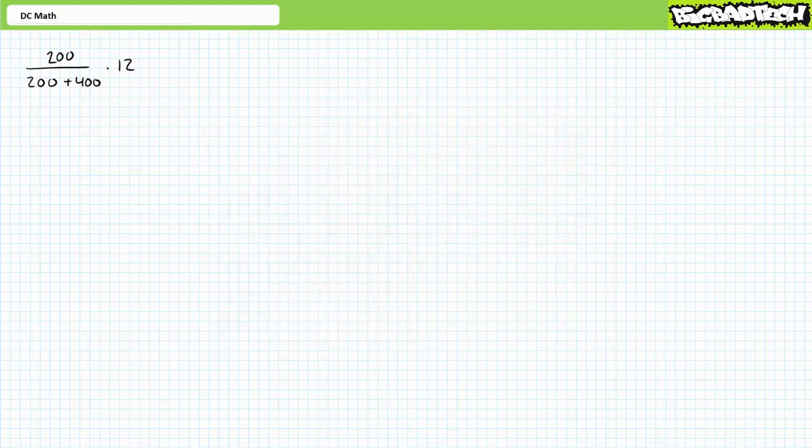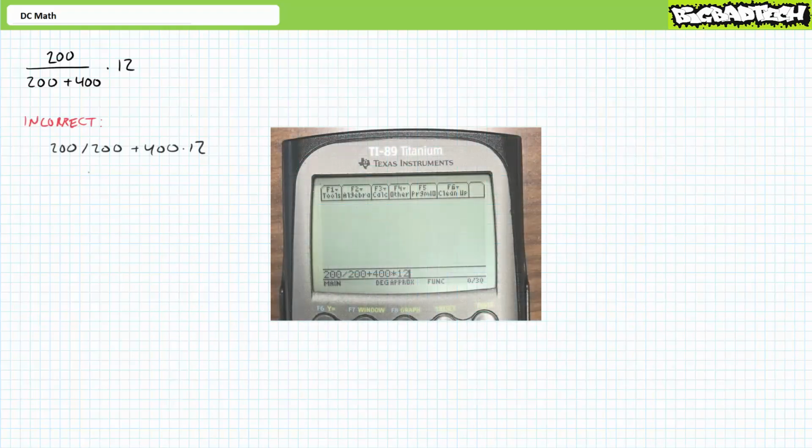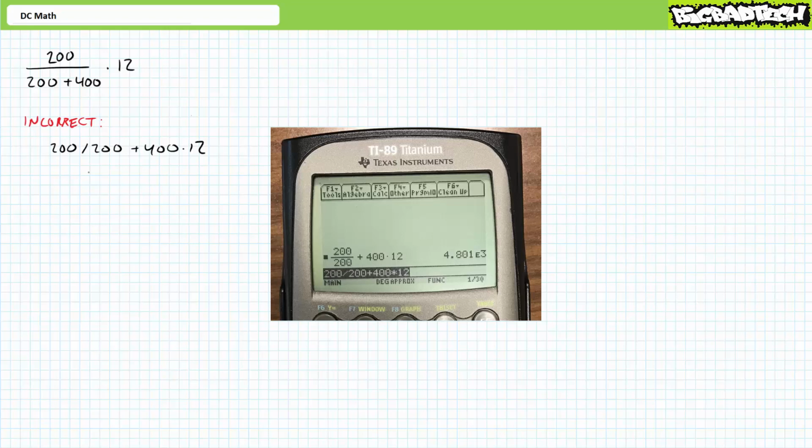Order of operations be damned, just enter the expression left to right with no indication of sequence. 200 divided by 200 plus 400 times 12. Press enter. The trap is sprung. The calculator returns 4.801E3, meaning 4.801 times 10 to the third, or 1,000. Expressed using a base unit, let's pretend it's volts, this would be 4,801 volts. In proper engineering format, rounded to the tens place, we might express this as roughly 4.8 kilovolts.